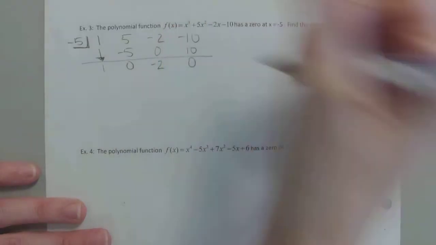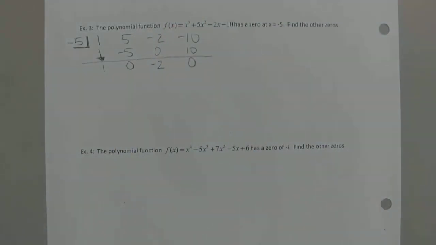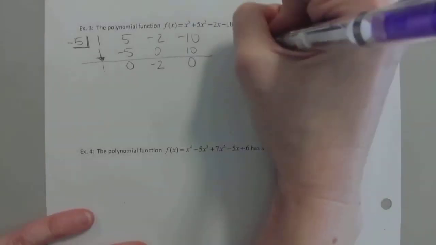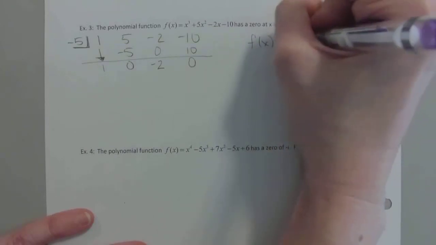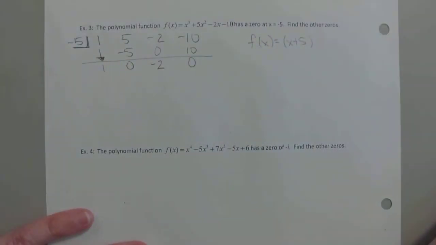What's -5 times 0? 0. But then add, you'll get -2. What's -5 times -2? It's +10, and what do we get for our remainder? 0. That should not be a surprise, right? We were told it was a zero, so we know the remainder is a 0.